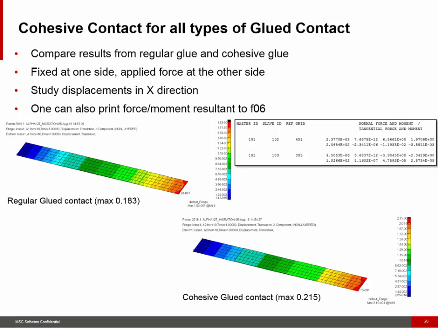One can also print the forces and moment resultants for each of those regions. You can print those to F06. So you have to specify a reference grid around which the forces and moments will be summed. But then you can print those so you can get an estimate of the forces going through each connector or each connection region.